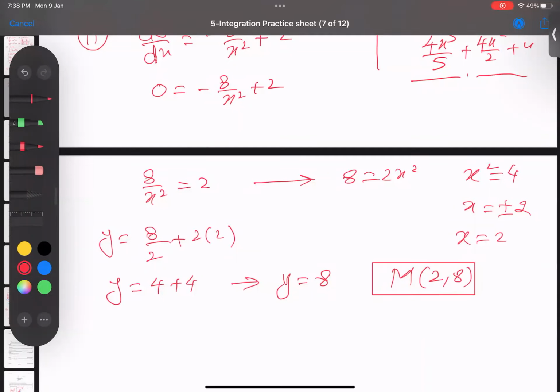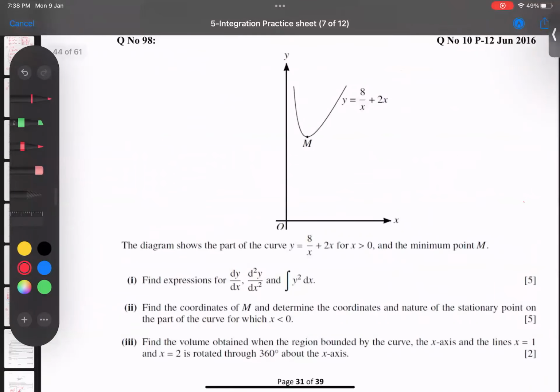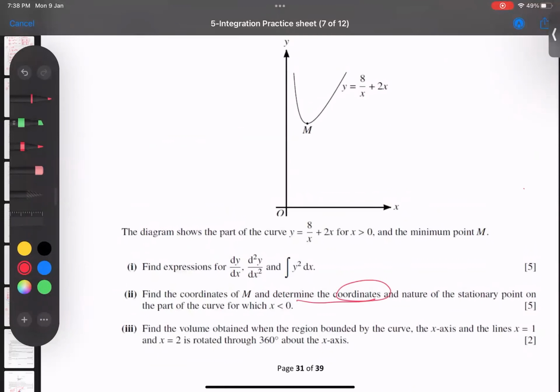Alhamdulillah Rabbil Alameen. So part 2 is not completely over. Part 2 still going on. Nature. How to find nature? Read the statement, please. He said determine the coordinates of M and determine the nature of the stationary point on the part of the curve where x is less than 0. It means he talks about both coordinates, because he said coordinates. What is less than 0 means? This is bigger than 0, and what is called less than 0. So it means 100% we have to go for both coordinates.